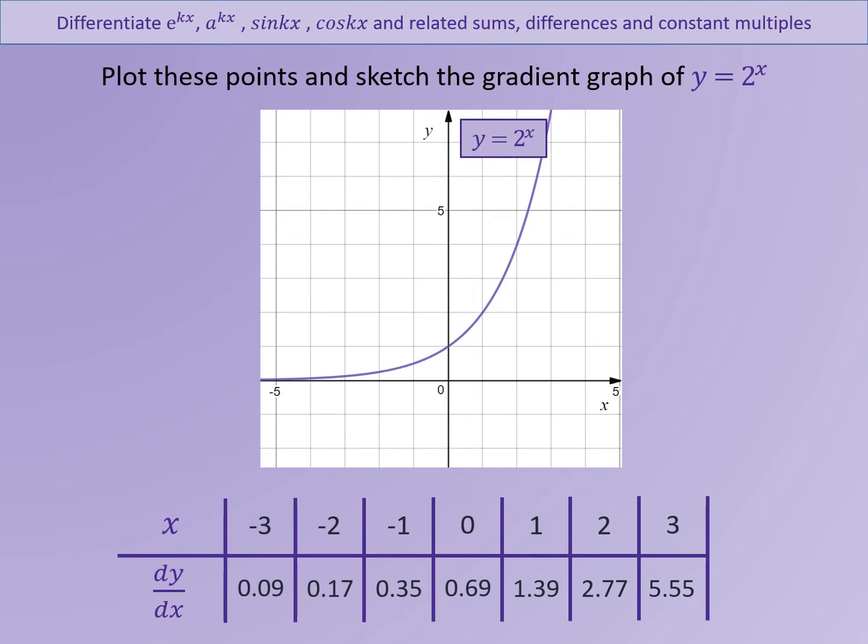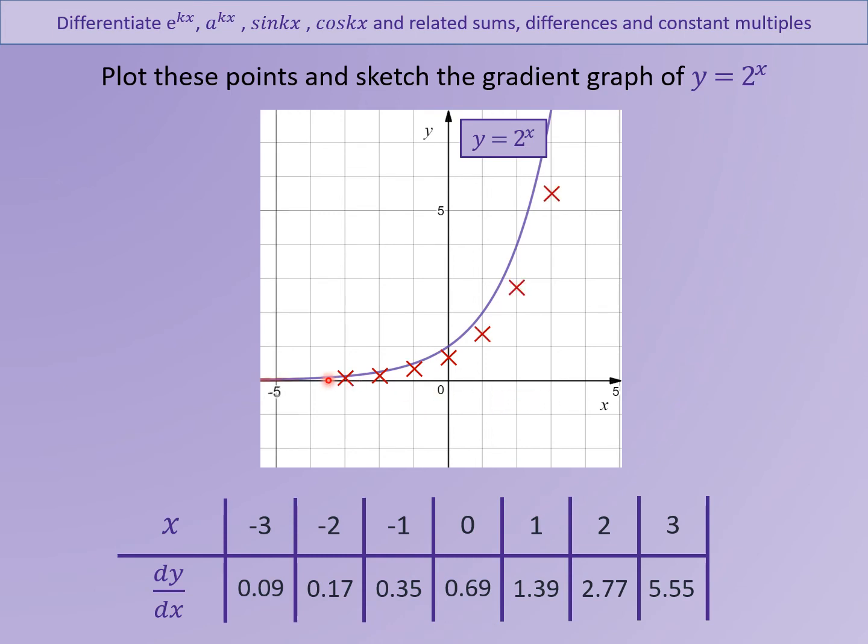Okay, so same idea, but this time we're going to investigate an exponential curve. So if I look at 2 to the x, I've done the work again. I've gone through, calculated each of the gradient triangles, and I'm going to plot these just to plot the gradient graph. So when we get to minus 3, which is about here, it's quite a small value, about 0.09. Minus 2 is about 0.17. Minus 1, about 0.35. 0 is 0.69, which is quite important. It's not 1. 1 gets you 1.39, and so on, 2.77 and 5.5.